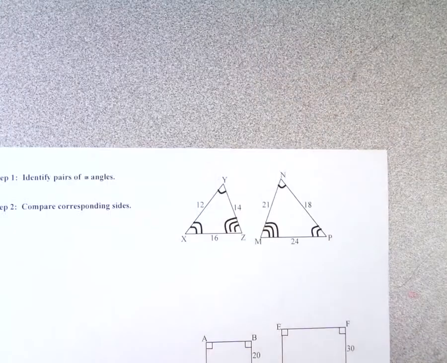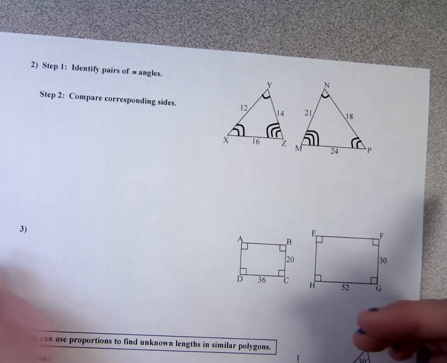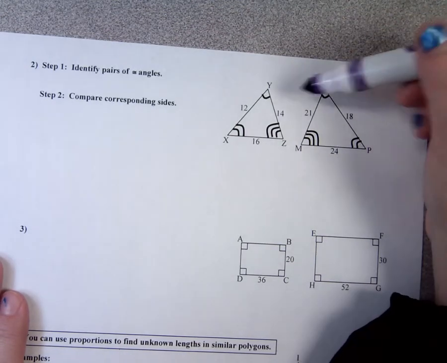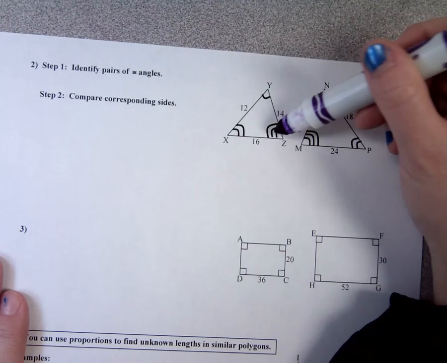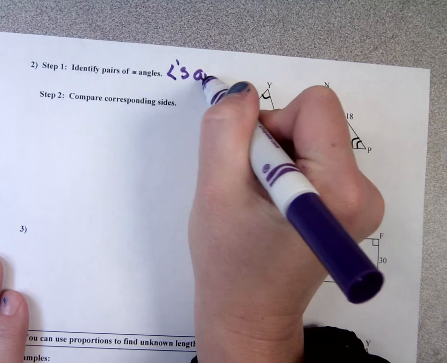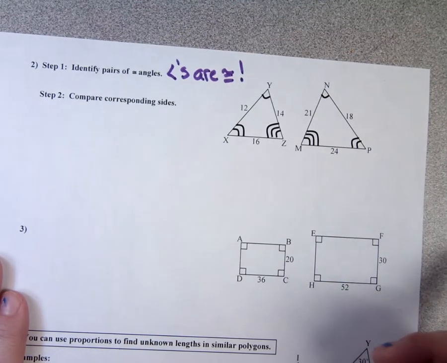And we're just going to try it again. I want to know if these two shapes are similar. So first I have to see if all the angles are congruent. So those two are congruent, those two are congruent, those two are congruent. Okay, so all corresponding angles are congruent, so I'm good there. Now I have to check the corresponding sides.